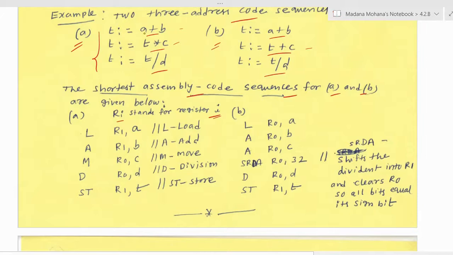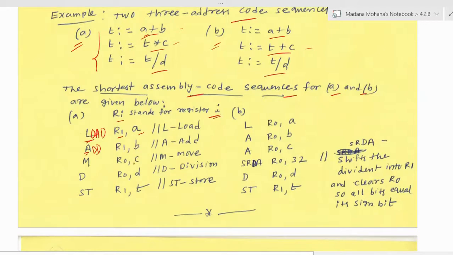First we have to load A to register R1. For that we will use the command load, L. You can use capital letters: LOAD R1 comma A. So now A is moved to R1. Now what you have to do, you can add B to R1. For that you can use A, that is capital A, meaning add R1 comma B. So now what does R1 contain? A plus B.